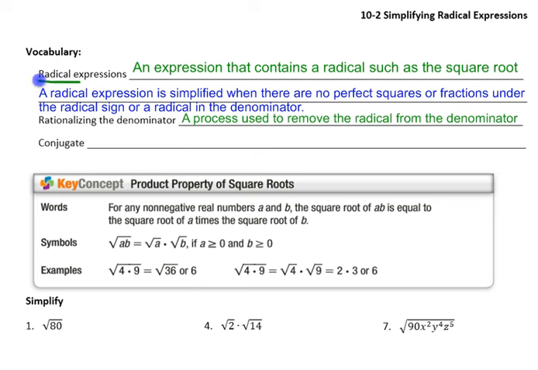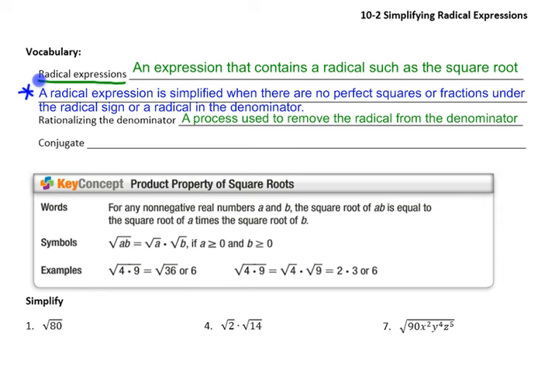So a radical expression is an expression that contains a radical such as the square root. It could contain the cube root, the fourth root, but it's going to have some type of radical sign in it. Now, here's an important thing. A radical expression is simplified when there are no perfect squares or fractions under the radical sign or a radical in the denominator, okay? So if we end up with a radical in the denominator, which we're going to see in a minute, we're going to use something called rationalizing the denominator, which is a process used to remove the radical from the denominator. And then I'm going to come back and define conjugate in a little bit.